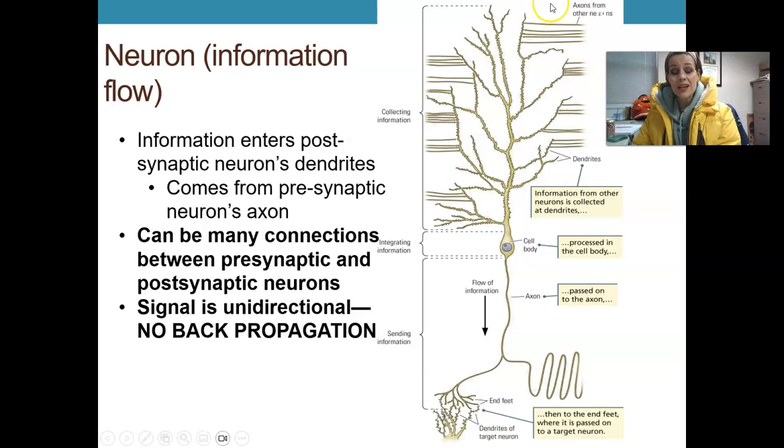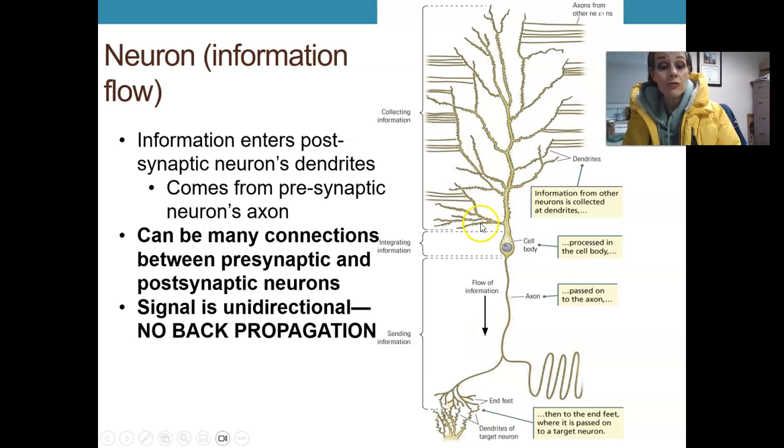Now, one of the things that I want to show you in this figure is that we have a lot of different connections going on here. We have a lot of different axons that are making contact with the dendrites of this postsynaptic cell. So there can be a lot of different connections between presynaptic and postsynaptic neurons. This information will be collected at the dendrites, will be processed in the cell body, then passed on to the axon to the end feet, where it's passed on to a target neuron's dendrites.